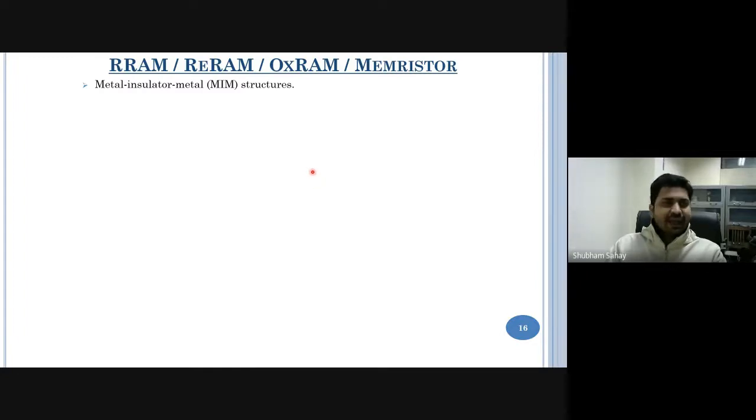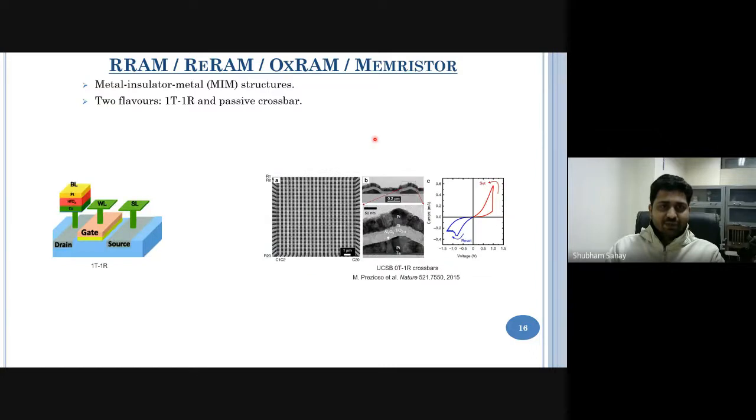So as I told, it's a MIM structure, and it comes in two flavors. We have already discussed this passive crossbar, where memristors or these RMs are actually at the intersection of these row and column electrodes. We also have another flavor of this RM, where this RM is stacked on the drain of a MOSFET. So this is a MOSFET, and at the drain of it, you have this RM, MIM.